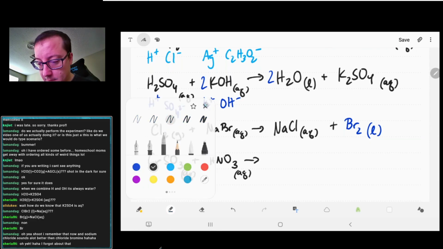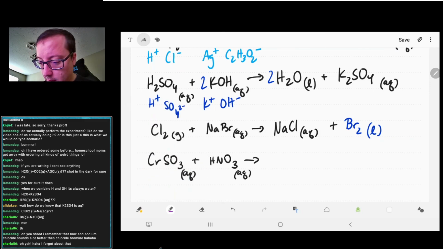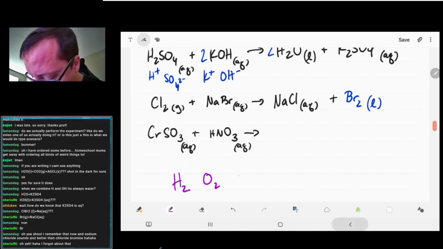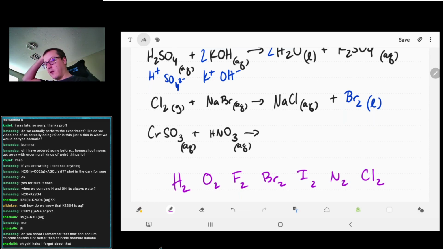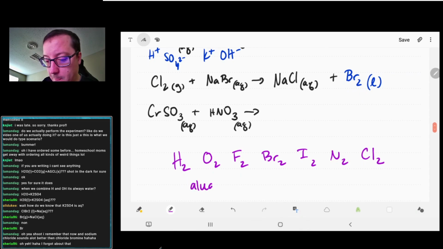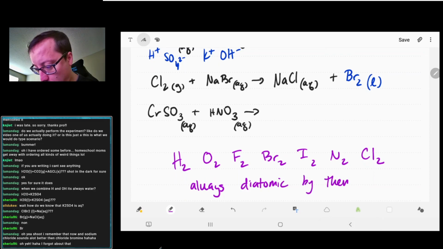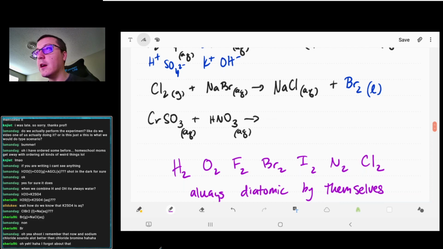Tough one. I'm just going to also write these down. These 7 elements in purple always come as pairs. This information is on that summary of ions sheet. They are always diatomic by themselves. By themselves means they're not part of a compound. They're just occurring as 2. Like oxygen, the oxygen that we're breathing is O2, the nitrogen in the air is N2, just by themselves. They will always be these diatomic ones.